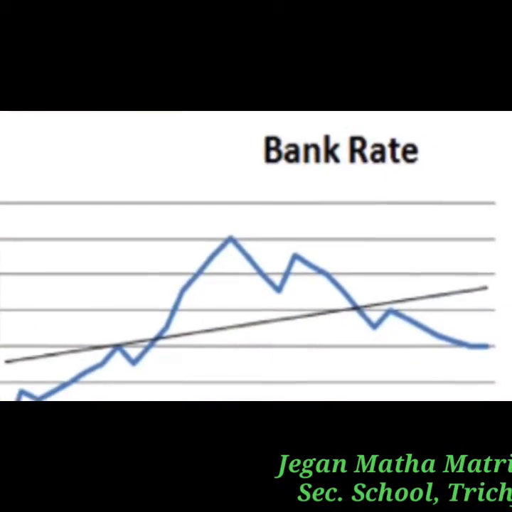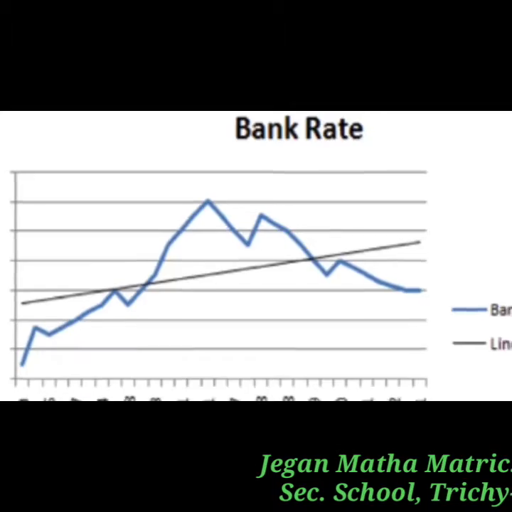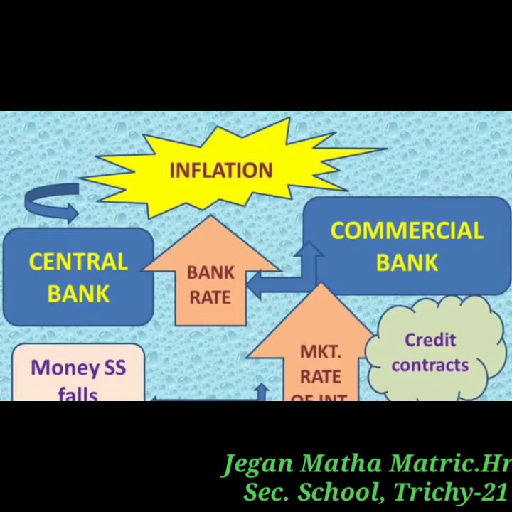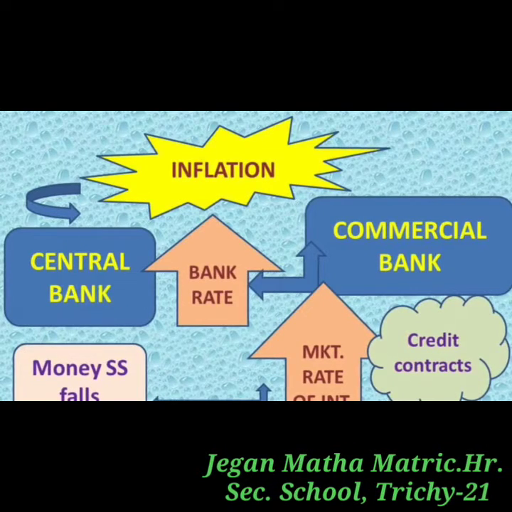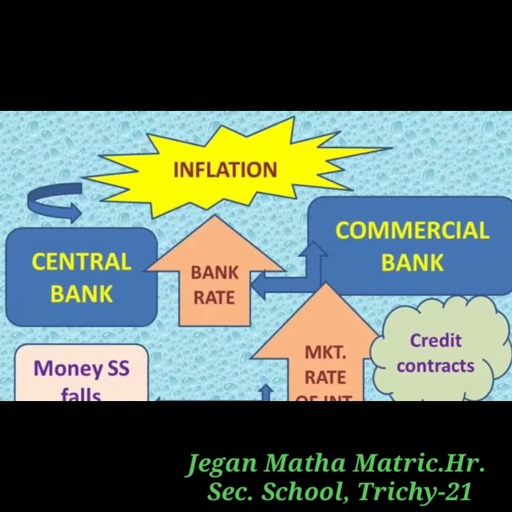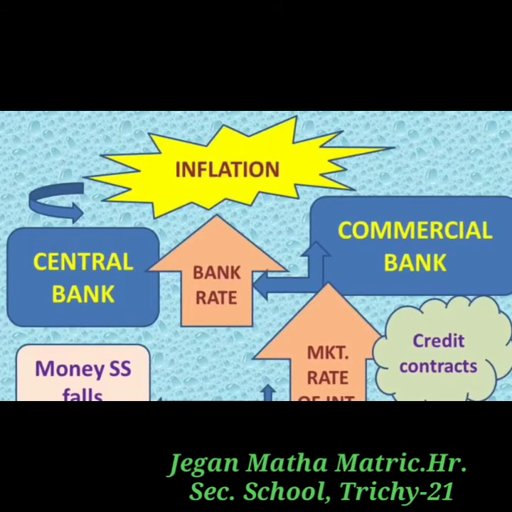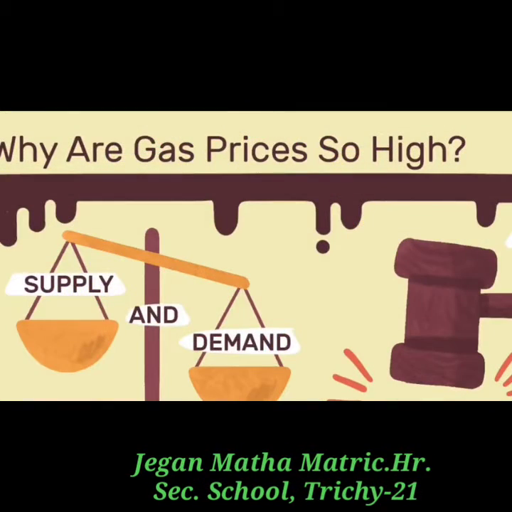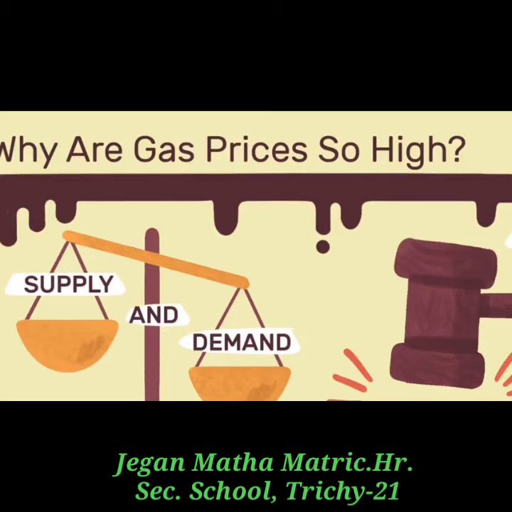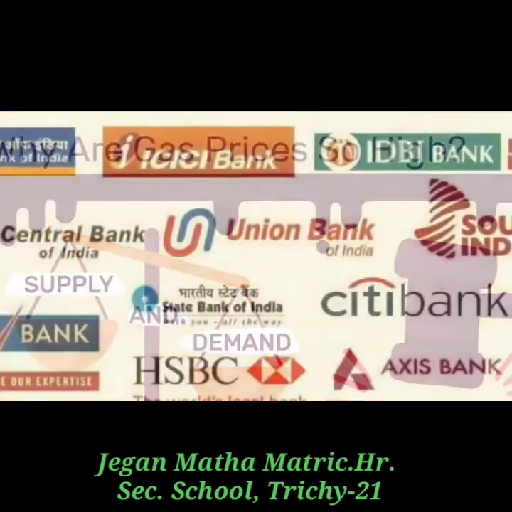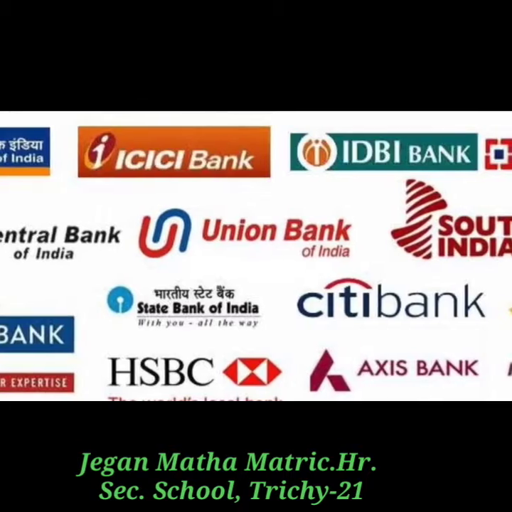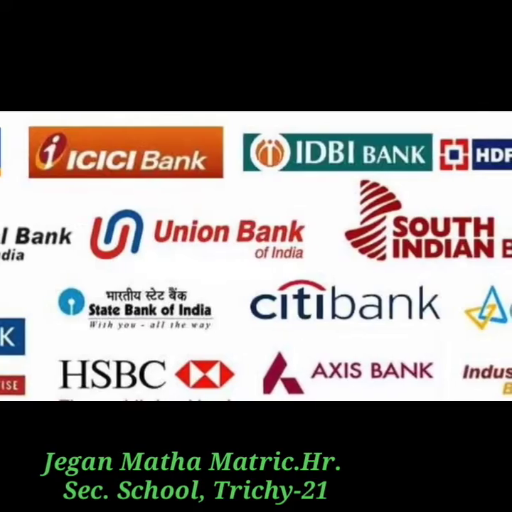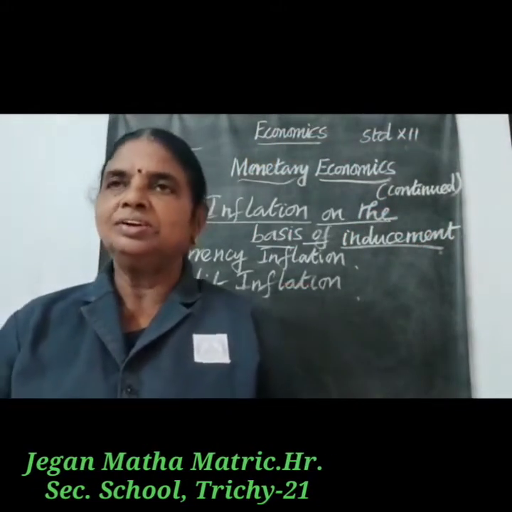Second, credit inflation. When banks are very liberal in lending credit, automatically the money supply increases, and thereby prices rise. So banks are very liberal in lending credit, and automatically the supply of money increases, which results in a rise in price. So that is credit inflation.